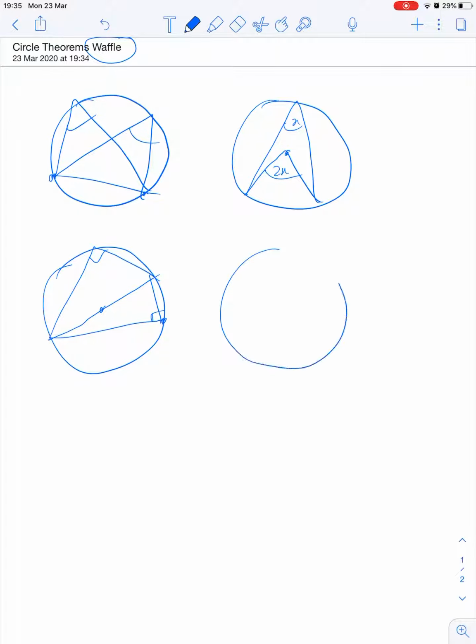And what's the other one? Oh yeah, if you've got a four-sided shape, 1, 2, 3, 4, then the opposite angles add up to 180. So if that's, say, 50, that's 130. All right, those are the basic rules.